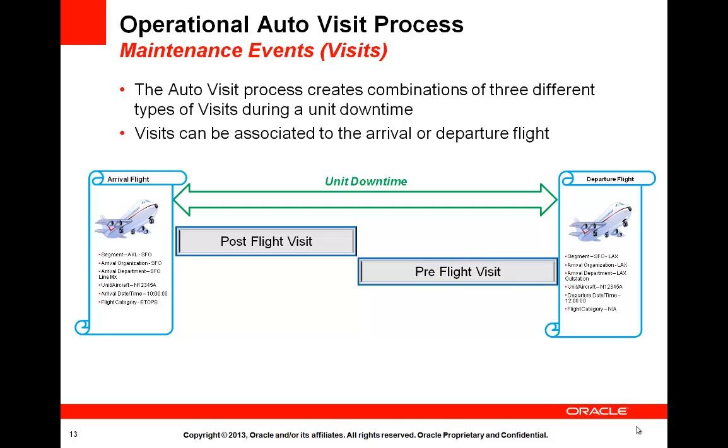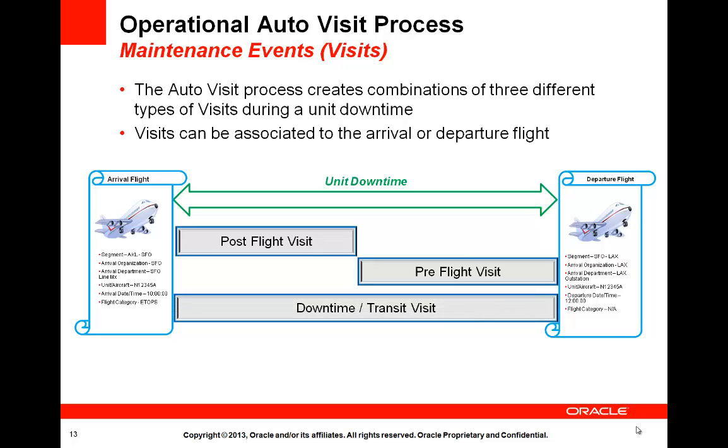The next is a pre-flight visit. It's associated to a departure flight record and is typically less than unit downtime as well. The third type is a downtime or transit visit that spans the complete downtime between the arrival flight and the next departure flight. Please note that post and pre-flight visits can, but should not, overlap. Post-flight and pre-flight visits can be used for short downtimes or longer downtimes where a downtime visit doesn't make sense.